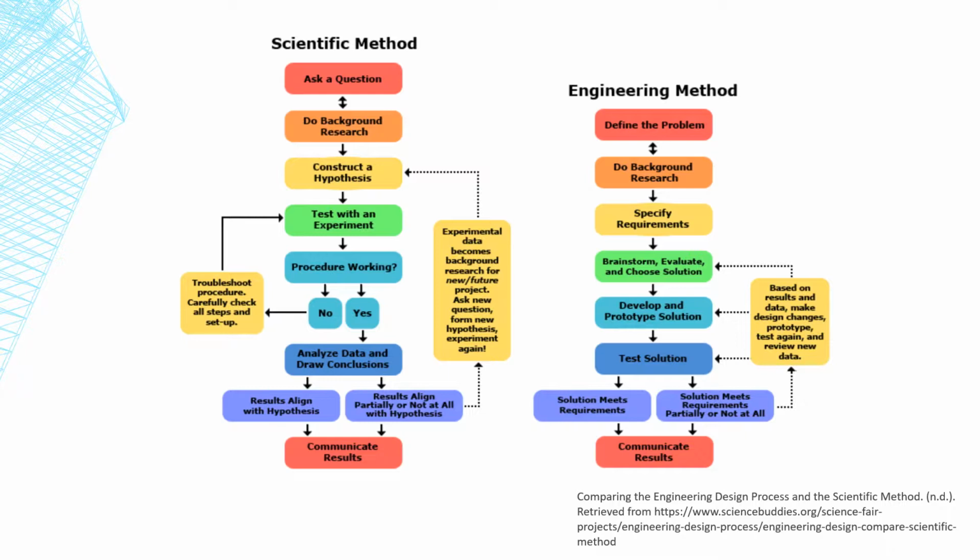There's a diagram on this page that shows how the scientific method and the engineering method are different, where scientists are asking a question, doing research, creating a hypothesis, and then working through procedures to come up with a conclusion. Engineers are defining a problem, doing research to come up with a solution for that problem, testing some prototypes, and then coming up with a conclusion or product to finish it up.